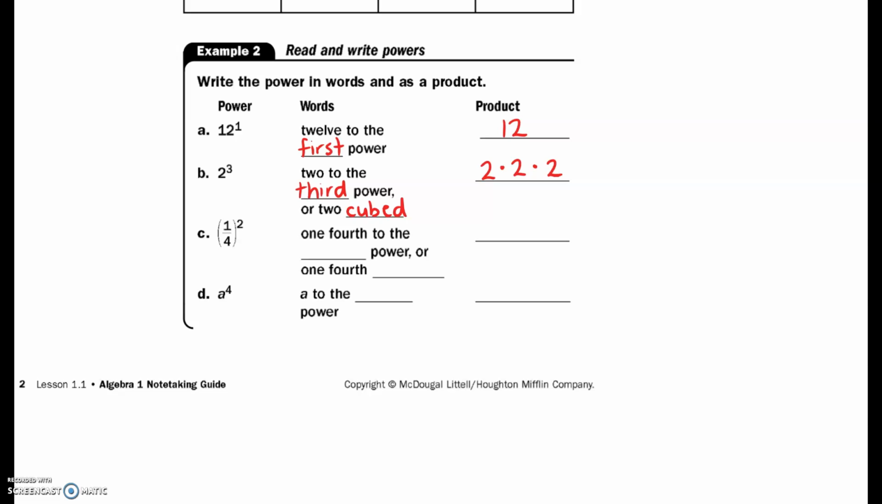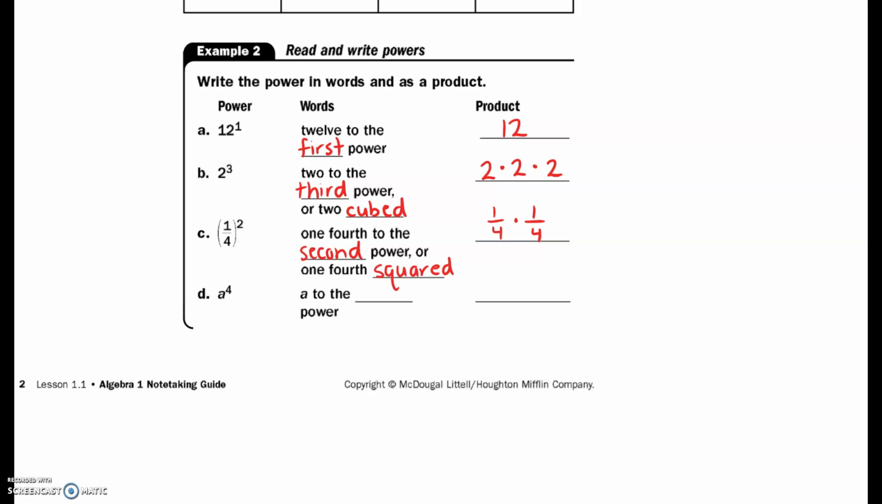In letter C, you have a fraction. We have 1/4 to the second power. So that would be the first way we could write it, but we also have a special word if an exponent is a 2. We could say 1/4 squared. What this means is we would multiply 1/4 2 times.